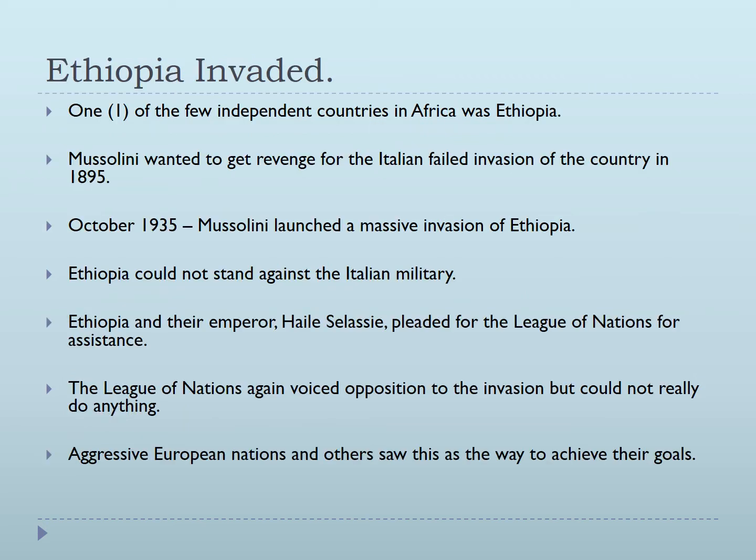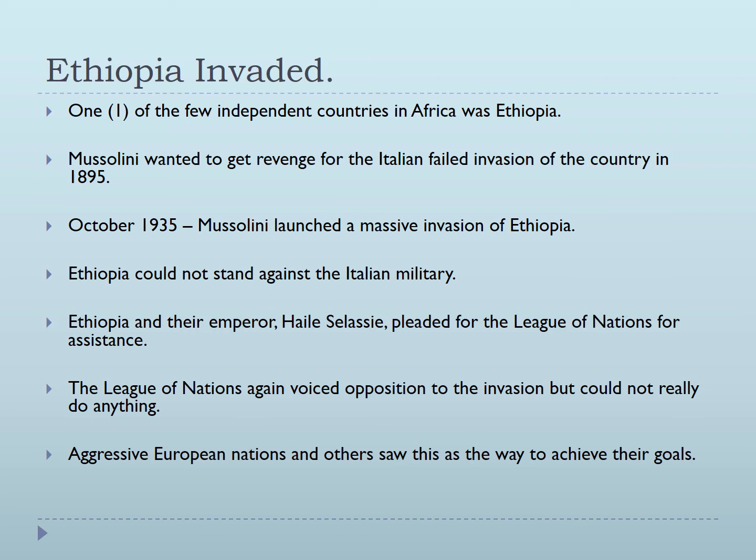All right, so Ethiopia. One of the few independent countries in Africa was Ethiopia. Mussolini wanted to get revenge for the failed Italian invasion of the country back in 1895. We talked about that a couple weeks ago too. So in October of 1935, Mussolini launched a massive invasion of Ethiopia. Now Ethiopia couldn't again stand up against the Italian military.